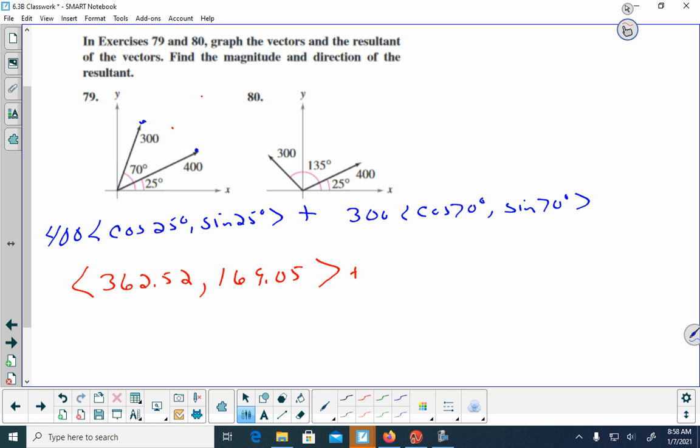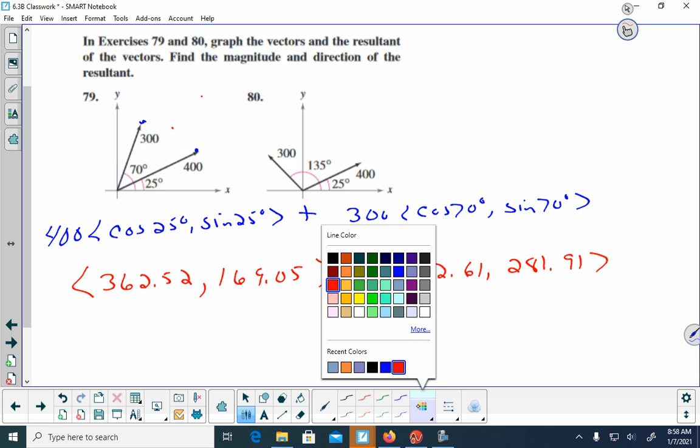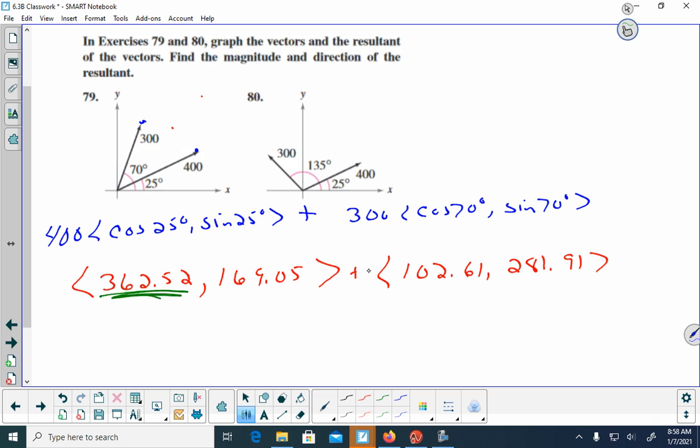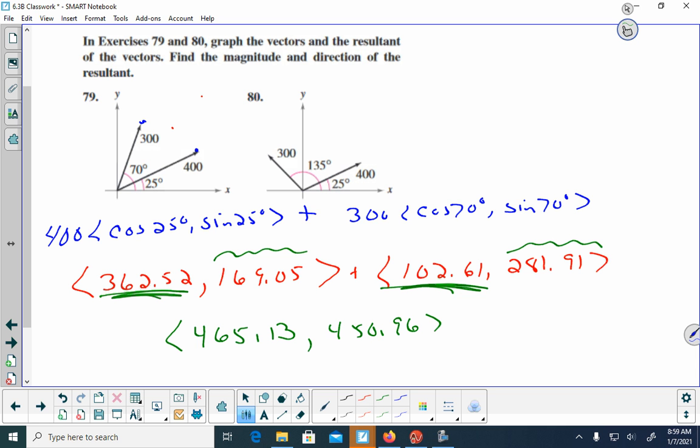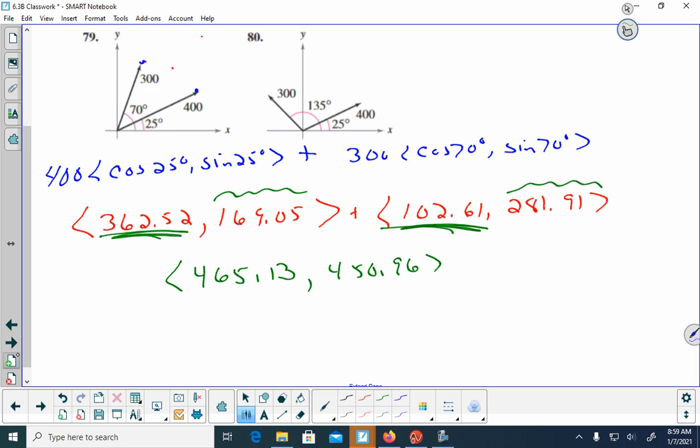Then I'm doing the same thing now. I'm doing 300 times the cosine of 70, and I'm getting 102.61. 300 times the sine of 70, 281.91. Then to find the resultant vector, I'm going to add this 362 to the 102, and when I do that, I get 465.13. Then I'm going to add the 169 to 281, and I'm going to get 415.96. Now you're just going to go up and grab these numbers and add them. You're not retyping all this stuff. So that gives me my component form.